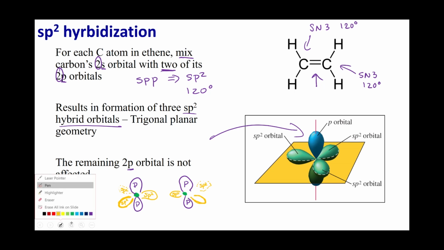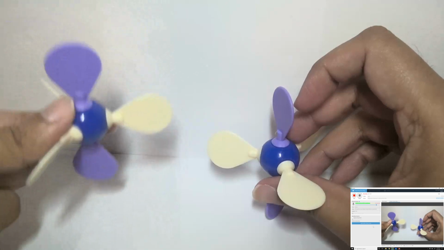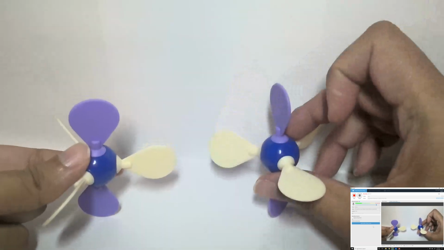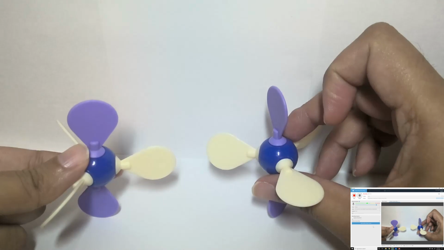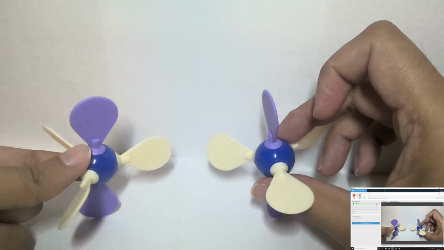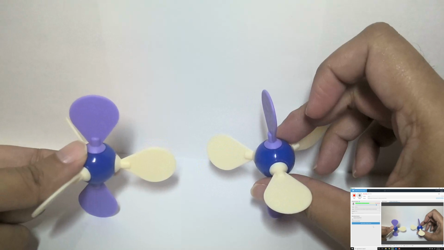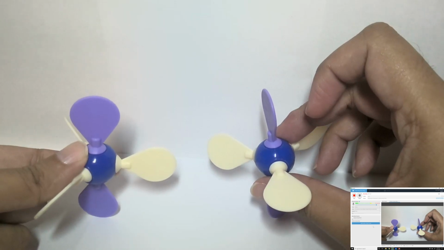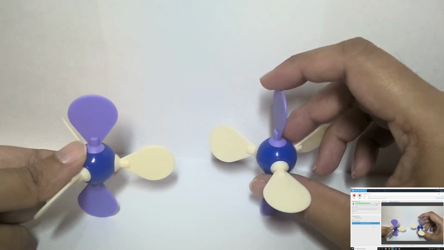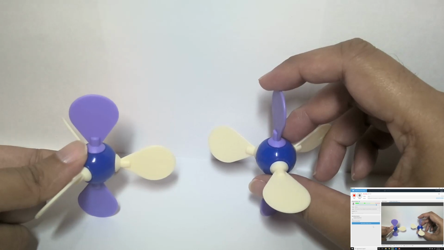What I'm going to show you is I'm going to bring hydrogens to overlap on each one of these orbitals to form bonds. And then I'm going to describe the bond in the middle. All right, so here's one of my carbons, the one on the left. Here's the carbon on the right. And what you guys can see is the white paddles. Each white paddle represents an sp2 orbital. Purple paddles represent that one p orbital.